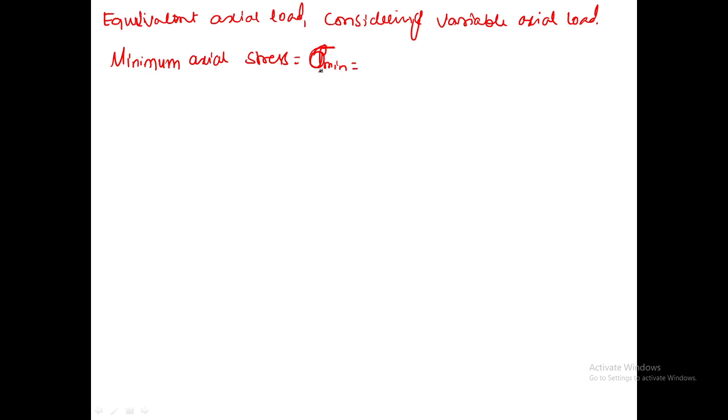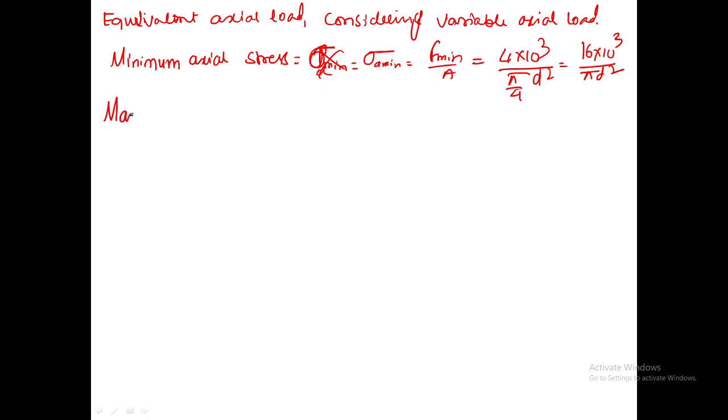So now this is sigma a minimum equal to F minimum divided by area. F minimum is 4 into 10 to the power of 3. Area is pi by 4 d square. So you will get 16 into 10 to the power of 3 divided by pi d square. Right. Now similarly, maximum axial stress.